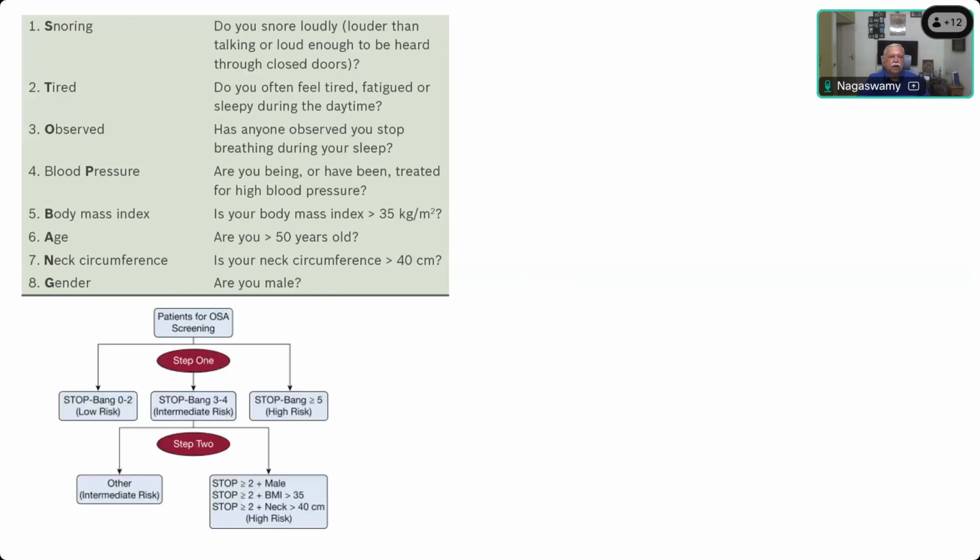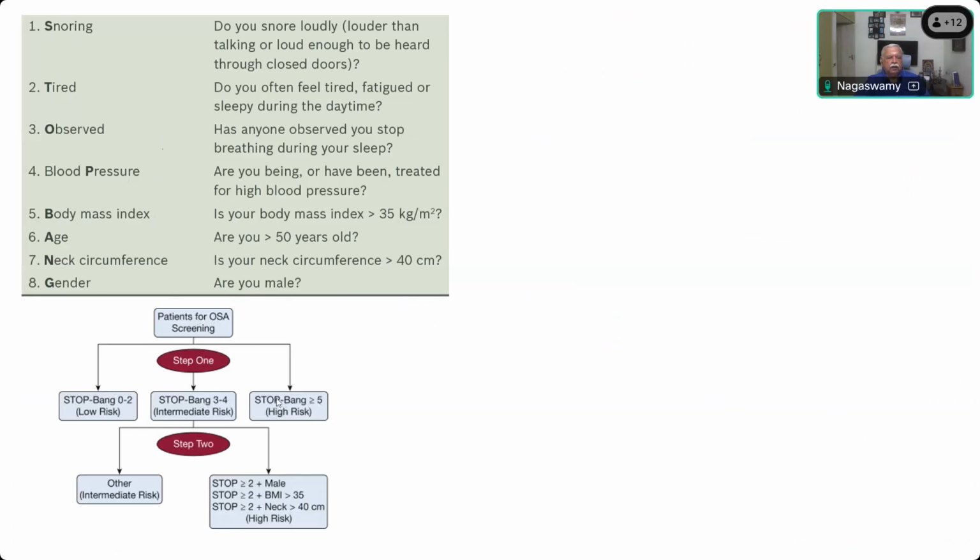Now, this is the STOP-BANG questionnaire, which all of you may be aware of. Snoring, whether the patient feels tired in the morning after overnight sleep, whether anyone has observed them choking or getting obstructed, and whether they have increased blood pressure. This is STOP. BANG: body mass index, age, neck circumference, and gender, mainly male patients. And what is the algorithm to follow? If screening is done, step 1: STOP-BANG 0 to 2, low risk. STOP-BANG 3 to 4, intermediate risk.